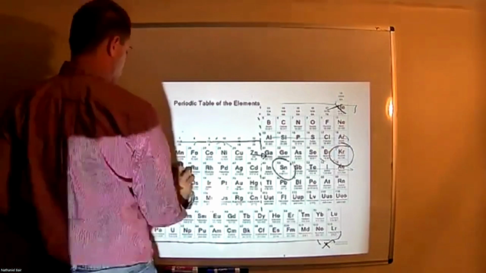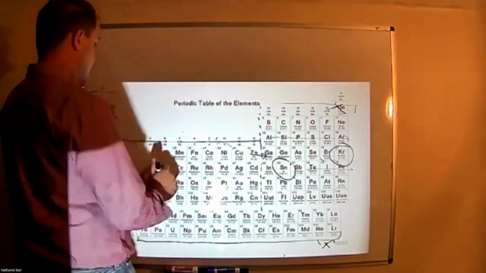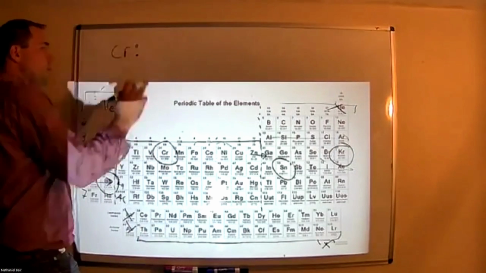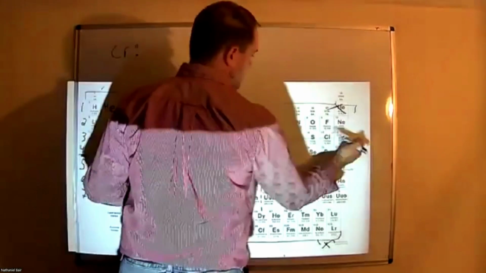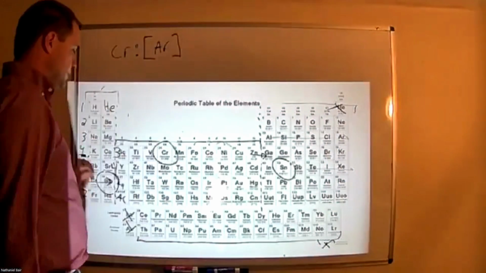Let's do the noble gas configuration of chromium. You would think, first of all, chromium, noble gas configuration, that's going to be argon in brackets. Pop an argon in brackets.